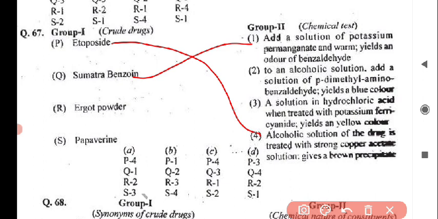For ergot powder, the correct answer is option number 2, that is to an alcoholic solution add a solution of para-dimethylamino-benzaldehyde, yields a blue color. And the last, the correct answer is option number 3, that is a solution in hydrochloric acid when treated with potassium ferricyanide yields a yellow color. So option A is correct for this.